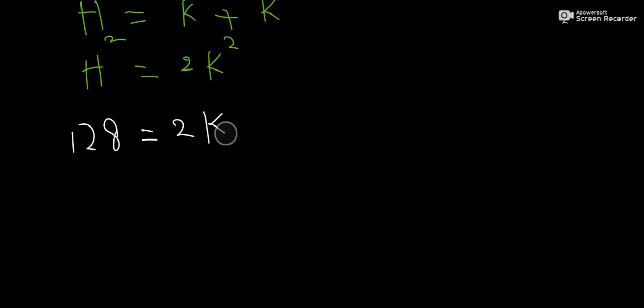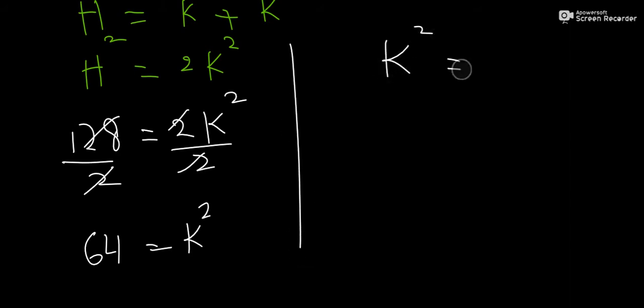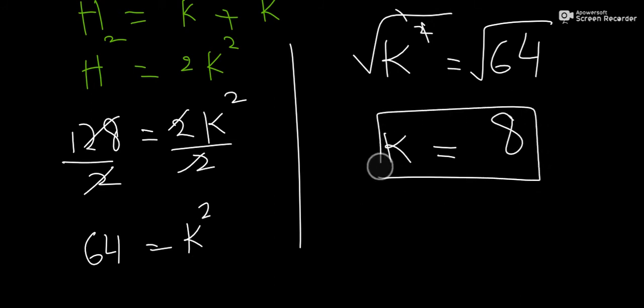So this is 2K square. Now dividing both sides by 2, this 2 will be cancelled and this will be what? 64. So K square is equal to 64. Taking the square root of both sides, I will find K only, because the square root and the power 2 will cancel, and here will be 8. The value of K will be 8.